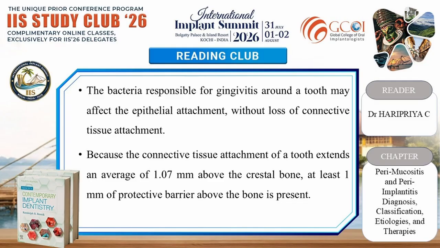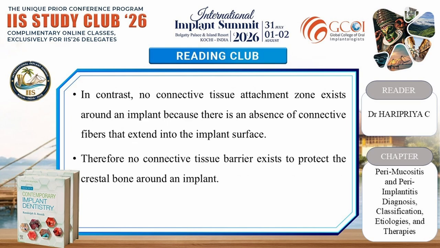The bacteria responsible for gingivitis around a tooth may affect the epithelial attachment without loss of connective tissue attachment. Because the connective tissue attachment of a tooth extends an average of 1.07 mm above the crestal bone, at least 1 mm of protective barrier above the bone is present. In contrast, no connective tissue attachment zone exists around an implant because there is an absence of connective fibers that extend into the implant surface. Therefore, no connective tissue barrier exists to protect the crestal bone around an implant.